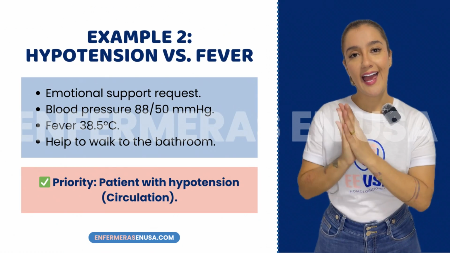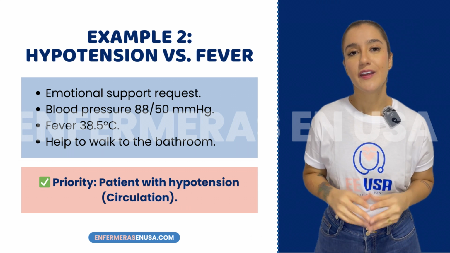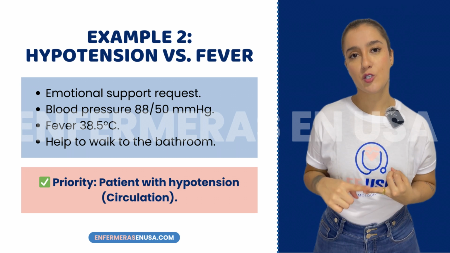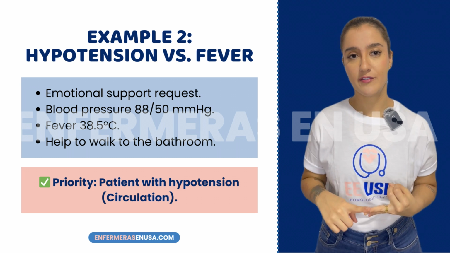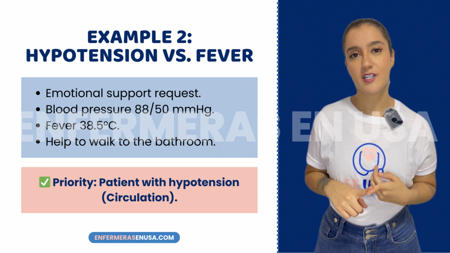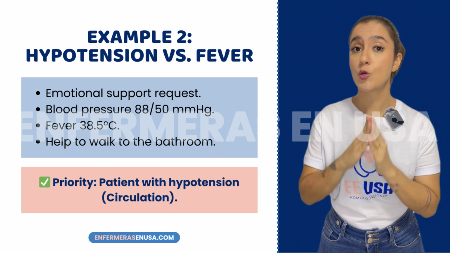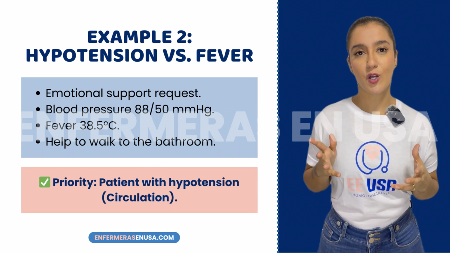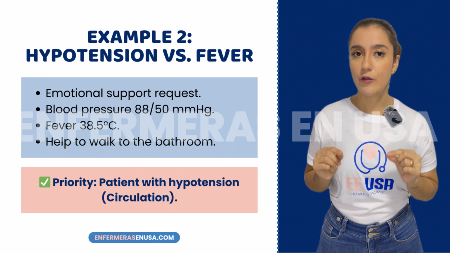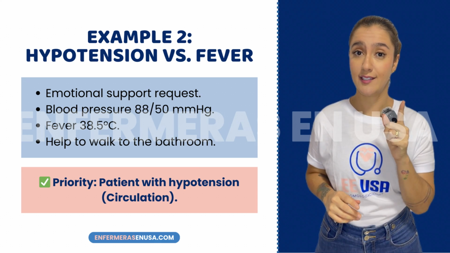Second example, hypotension versus fever. Let's look at this scenario. A patient requesting emotional support because they feel lonely. A patient with a blood pressure of 88 over 50. A patient with a fever of 38.5. A patient asking for assistance to go to the bathroom. The correct answer is the patient with hypotension because it compromises circulation and therefore perfusion of the vital organs. Fever and emotional needs are important, but they are not immediately life-threatening.